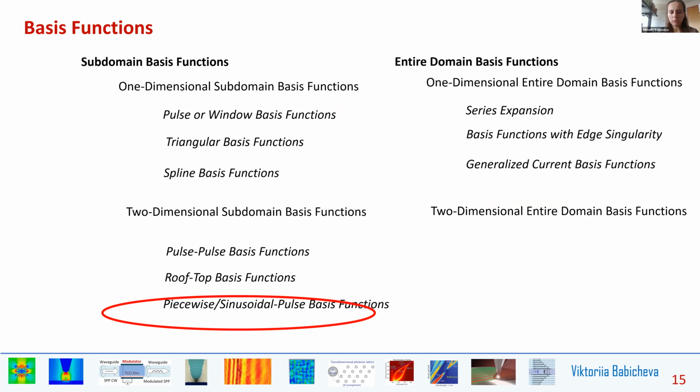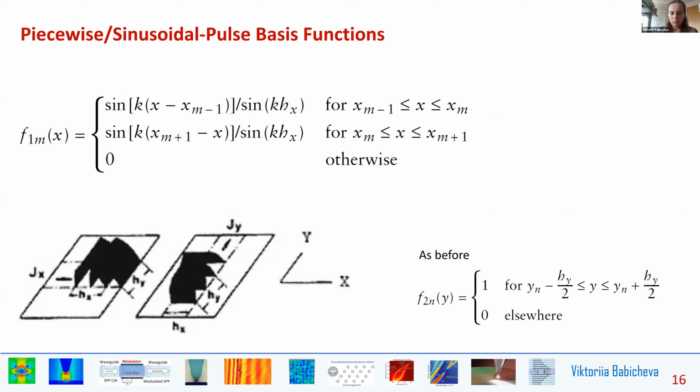So the last type we consider here is the piecewise sinusoidal pulse function. This basis function is a combination of piecewise sinusoidal and pulse basis functions, as you can see.